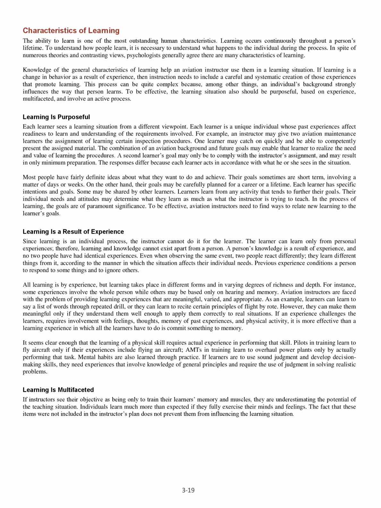Learning is a result of experience. Since learning is an individual process, the instructor cannot do it for the learner. The learner can learn only from personal experiences; therefore, learning and knowledge cannot exist apart from a person. A person's knowledge is a result of experience, and no two people have had identical experiences. Even when observing the same event, two people react differently; they learn different things from it, according to the manner in which the situation affects their individual needs. Previous experience conditions a person to respond to some things and to ignore others.